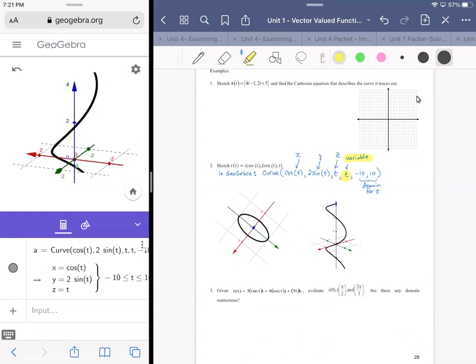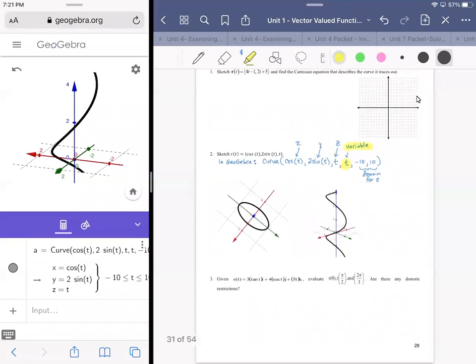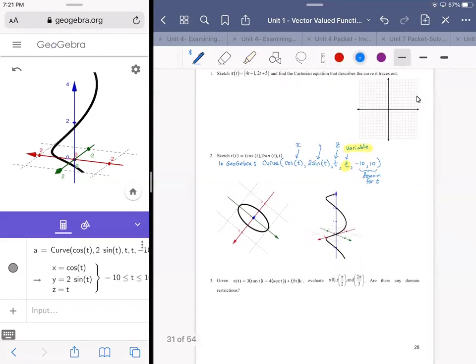So number 3, it's asking us to determine if there's any domain restrictions. Now we can actually look at the picture now that we have the ability to do this. But like I wouldn't want to do that. Like that picture, I mean, it's got some trig functions in there. It could be a disaster, right? What we can do instead is look at each component individually.